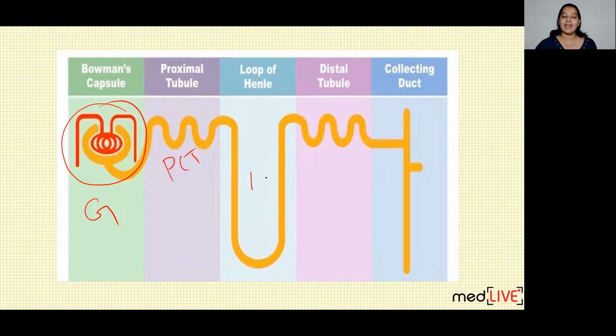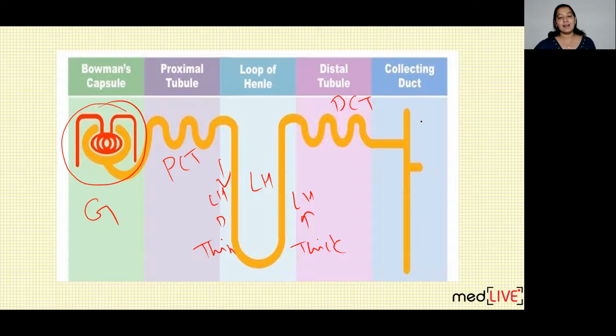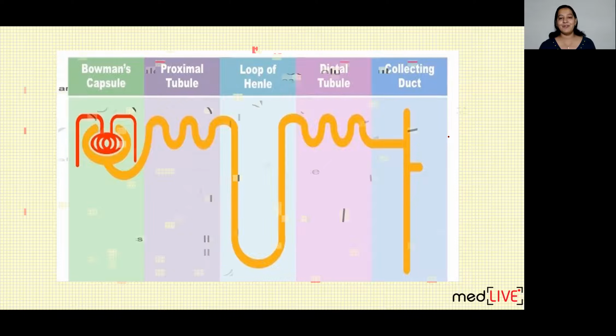Next part is loop of Henle. Loop of Henle has two limbs. You can see in this loop there are 2 limbs. First limb is descending, then it is ascending. So there is the loop of Henle descending limb coming down and the loop of Henle ascending limb going upwards. This descending limb is the thin portion and this ascending limb is the thick portion. The next portion is the distal convoluted tubule, that is DCT. Then the last portion is the collecting tubules, that is CT. So first is glomerulus, then PCT, then loop of Henle descending limb, loop of Henle ascending limb, then DCT, then collecting tubules. So let's move further.